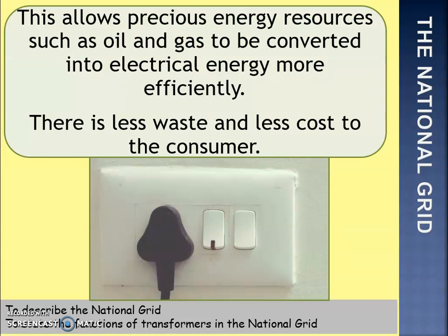But if we were to put that electricity into your home at 400,000 volts, 225,000 volts, it's much too high for us. So what it does before it gets to you is goes through a step down transformer which changes that voltage to 230 volts, which is perfect for us to use.